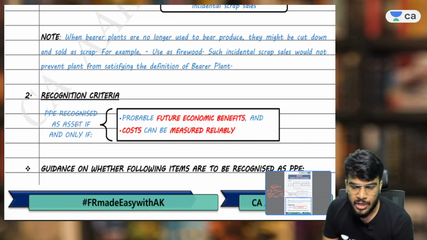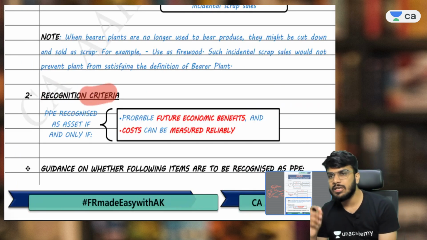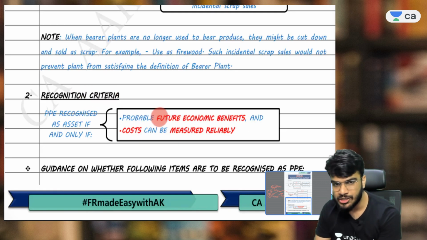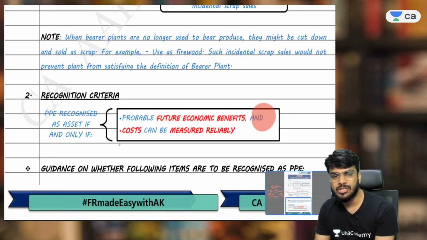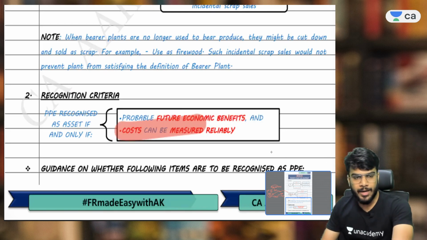As soon as we studied definition, we move on towards the second point, which is the recognition criteria. When will you recognize any PPE? When two conditions are met. The first condition is future economic benefit, and the next condition is if its cost can be measured reliably, right?